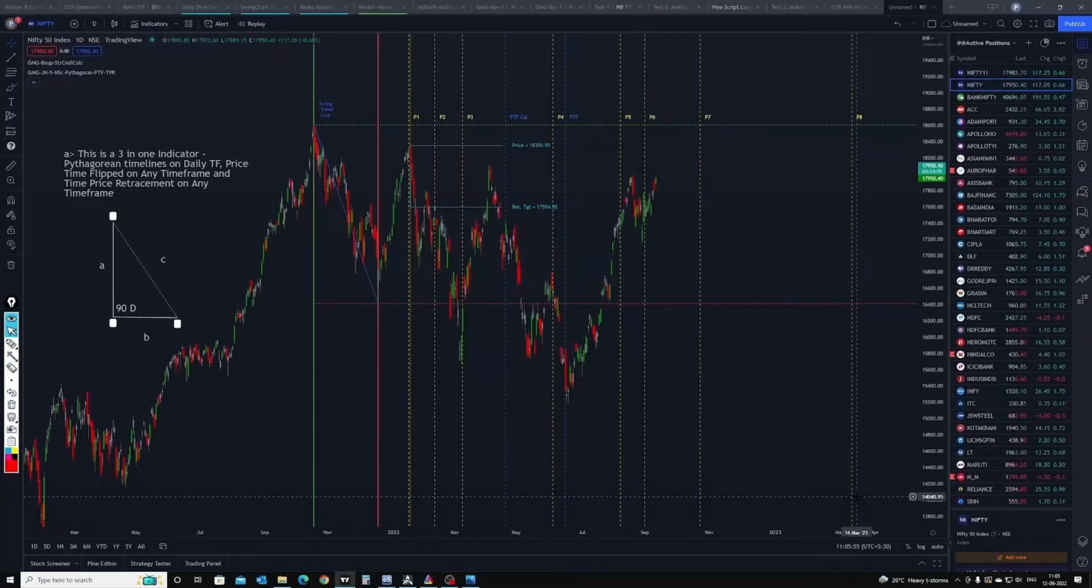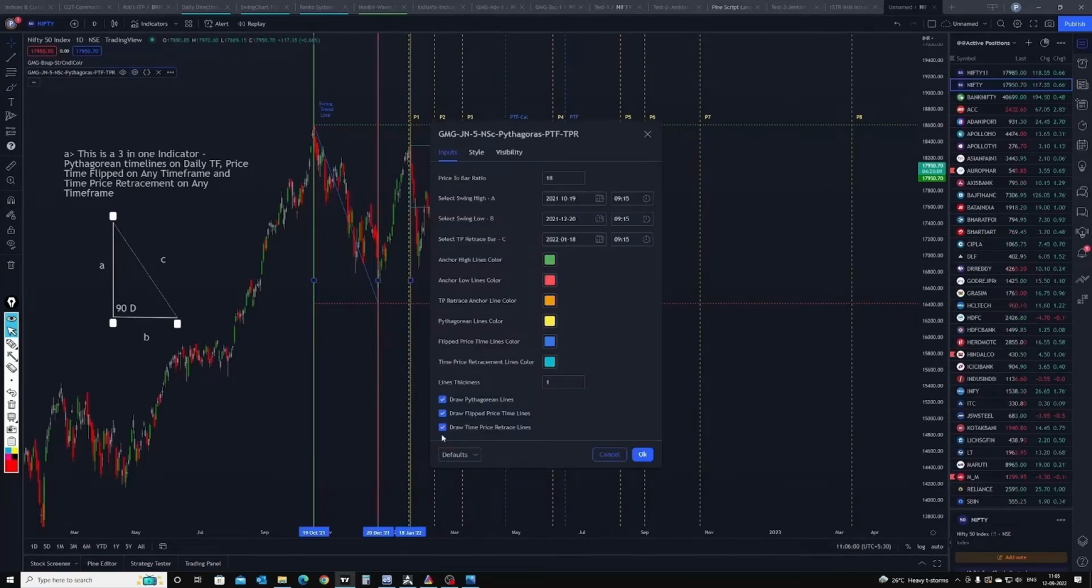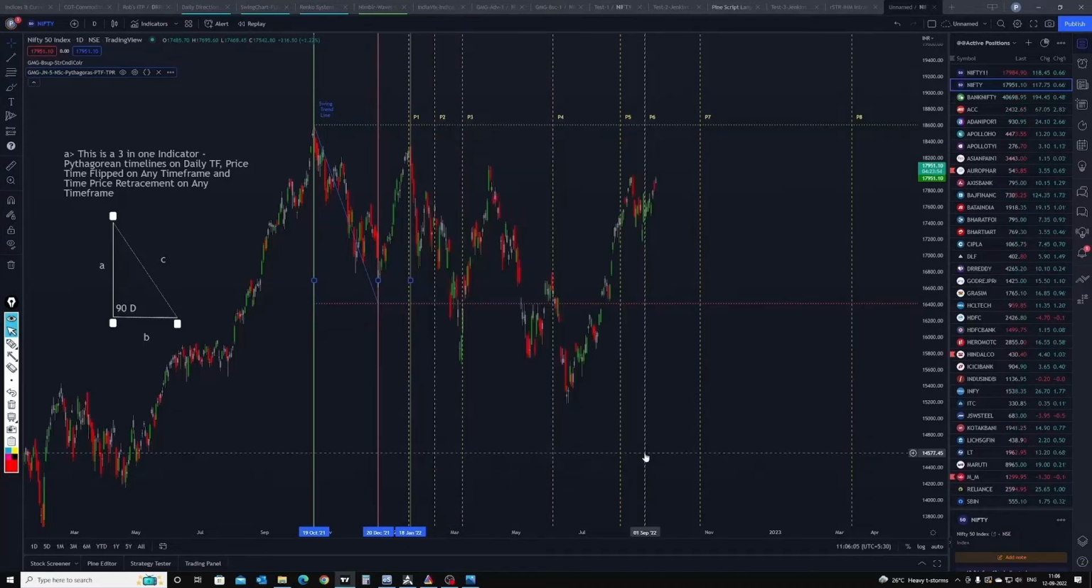So first we'll take the Pythagorean lines. I'll click on the settings, unselect these two options and remove them from the chart. So what are the Pythagorean lines? It is based on the Pythagorean theorem, which concerns a right angle triangle. Here I have drawn a right angle triangle. What is a right angle triangle? A right angle triangle is a triangle where one of the angles is 90 degrees.